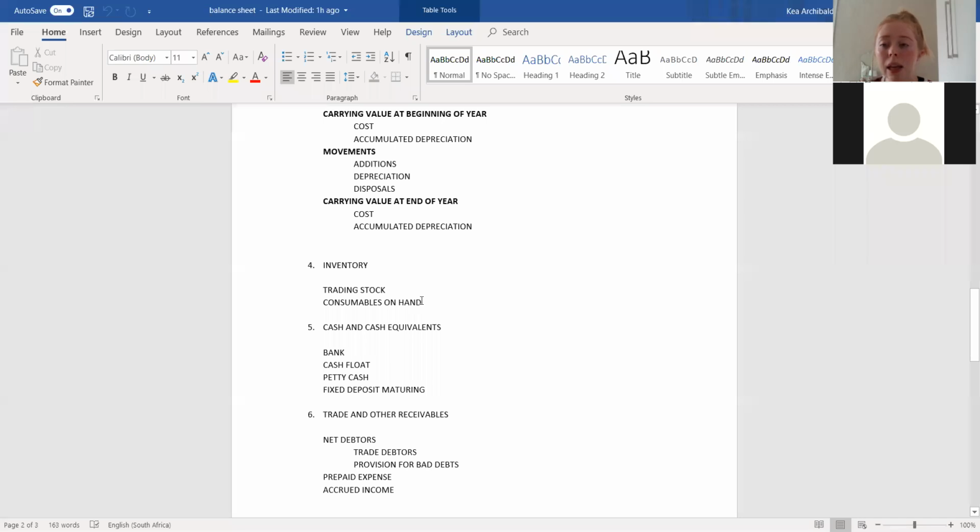Consumables on hand is any consumable stores that you have bought during the year, but you haven't used. It's kind of like the leftover. Since it wasn't used, it can't be recorded as an expense. So we record it in our assets as inventory because we'll use it the next year. It's basically anything that's left over. Then these two you would total up to get to inventory. Any questions with inventory?